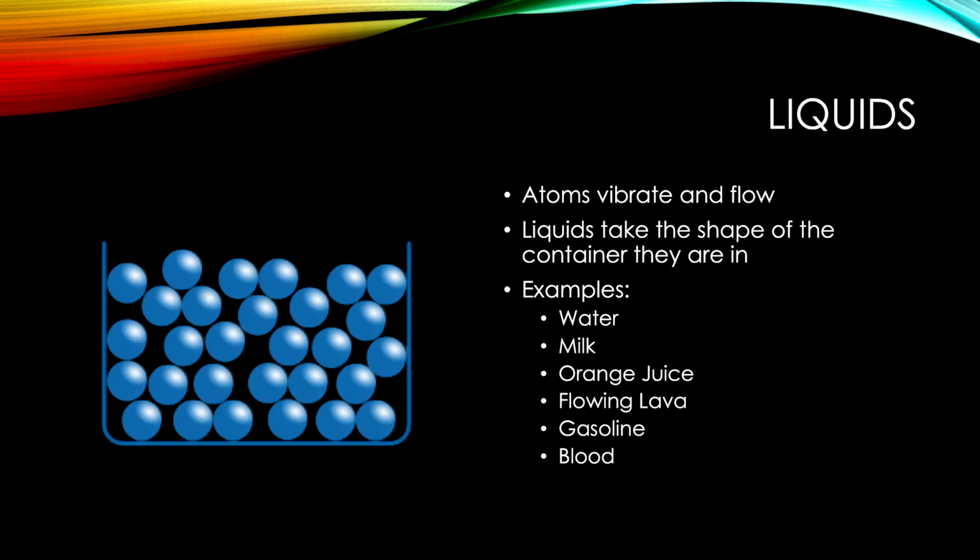All right, next up are liquids. In liquids, atoms vibrate and flow, and they take the shape of the container they're in. Examples of liquids are water, of course, milk, orange juice, flowing lava, gasoline, blood. And you'll see in the diagram these little atoms, which are little circles, taking the shape of the container that they're in, and they're loosely bound together. They're very uneven. You know how the solid was all packed in? These are just uneven. They're flowing in the container that they're in.